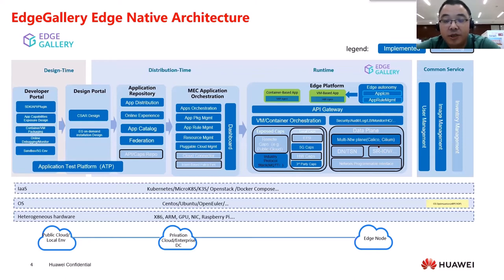Also, we have the MEP agent to support it. The MEP agent is something like a sidecar for the applications. It can help the application do application registration and subscription for the MEP. After this, you can also use the MEP agent as a gateway to route to the API gateway to call the open capabilities.